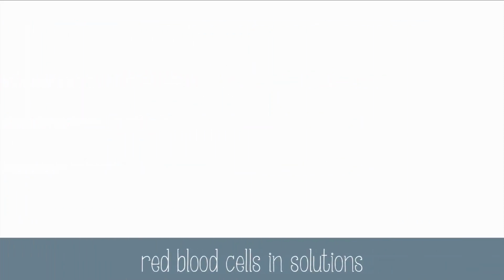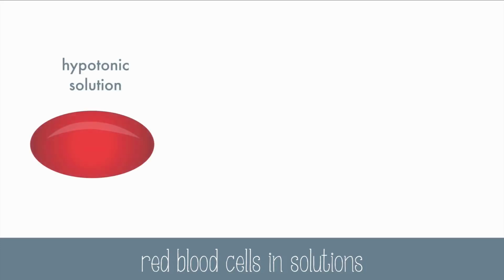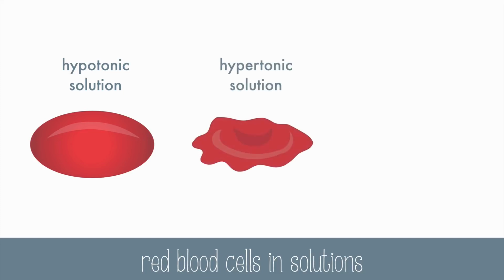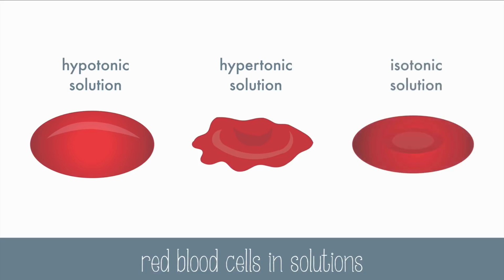Now let's look at what happens when real cells are in hyper, hypo, and isotonic conditions. We'll look at human red blood cells. Normal cells look like concave discs, but when we place a cell in a hypotonic solution, the water rushes into the red blood cell and causes it to swell up. Sometimes it can even burst. If the cell is placed into a hypertonic solution, water will rush out of the cell and cause it to shrivel up. In an isotonic solution, water moves in and out at equal amounts, and the cell maintains its normal concave shape.